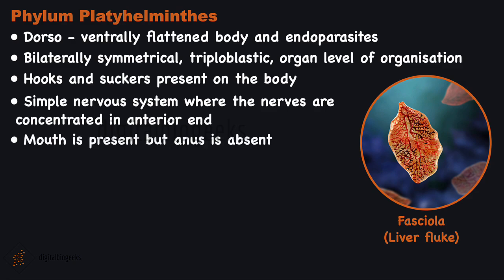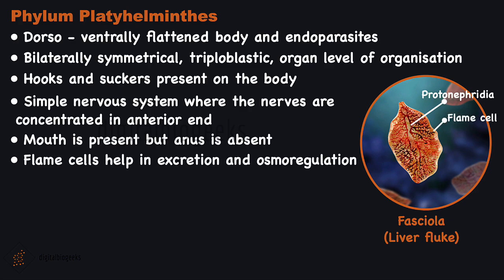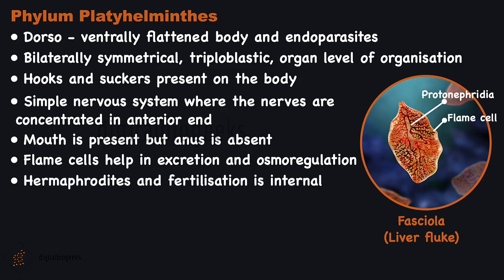They have an anterior mouth, but the anus is absent. The excretory system consists of protonephridia. These are branching canals ending in so-called flame cells. These flame cells are hollow cells with bundles of constantly moving cilia. These flame cells help in excretion and osmoregulation. They are hermaphrodites and fertilization happens internally. Development of the zygote is through several larval stages.